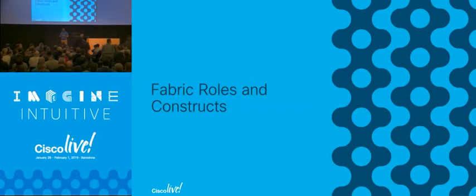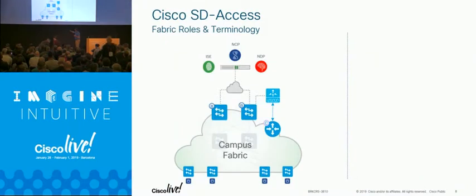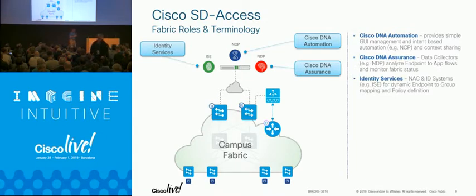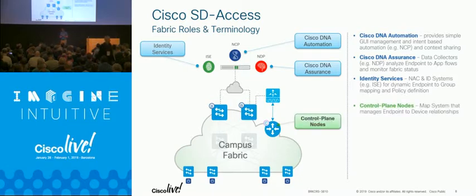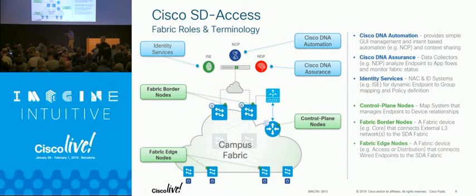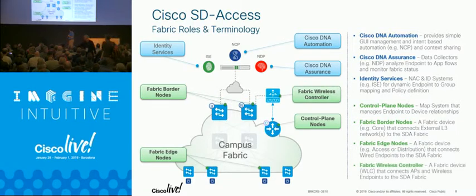So let's start with the Fabric roles and constructs. We have our SDA Fabric here. And on the top, we have our automation tool. We have our assurance tool. Together, the automation engine and the assurance engine is what is Cisco DNA Center. Then we have our control plane nodes here. We have our fabric border nodes. We have our fabric edge nodes. And then we have our fabric wireless controller.